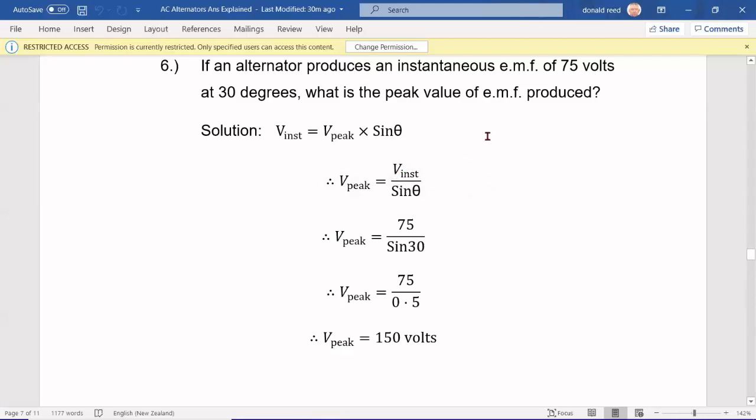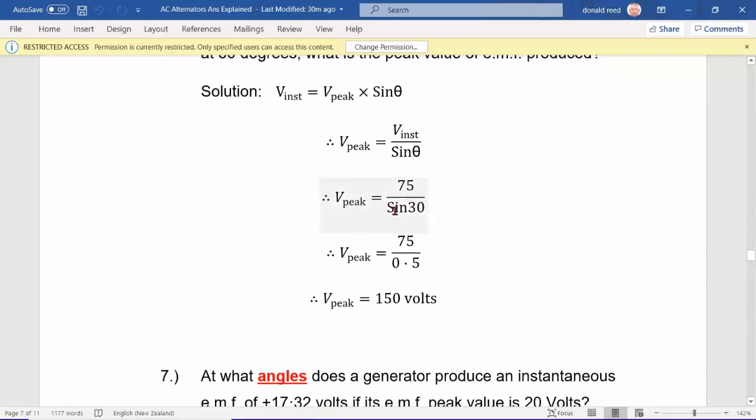So the instantaneous voltage is 75. The angle is 30. With me? So sine 30, what is that? It is 0.5. So V peak equals 75 volts divided by 0.5, which will virtually just double that. So we have our peak voltage being 150 volts.